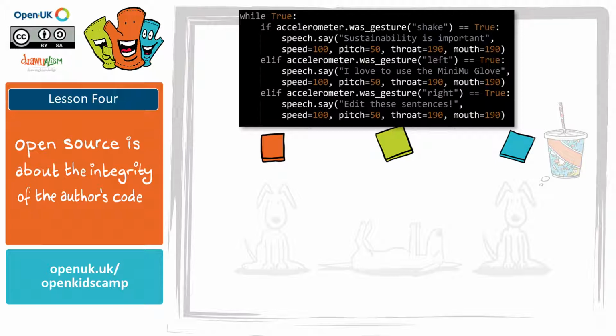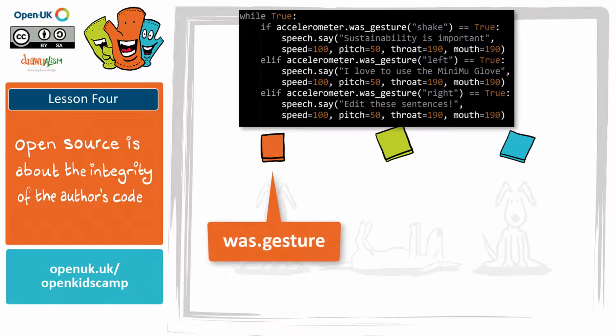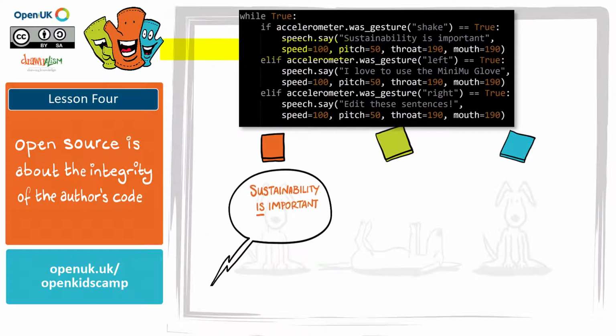Our accelerometer knows certain tricks, just like our dog. The one we're going to want to use this time is was gesture. Do you remember the last action you did with the glove? This action is what is stored in was gesture, and we will use it to decide what happens next. If the last action was shaking the microbit, we use speech.say to say, sustainability is important.